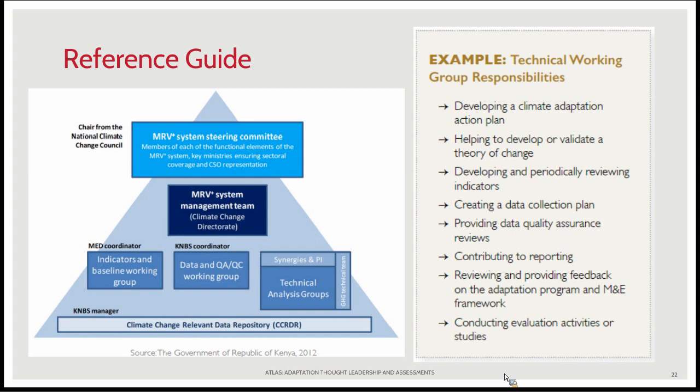For example, the institutional structure that Kenya's put in place to illustrate the number of departments that are involved in their efforts, as well as give an idea of the type of expertise that's needed. Similarly, just to give an example of essentially what a technical working group scope of work would look like. So if a city is looking to create a technical working group around M&E or even around developing an adaptation plan, these are examples of typical types of functions that a technical working group would perform.